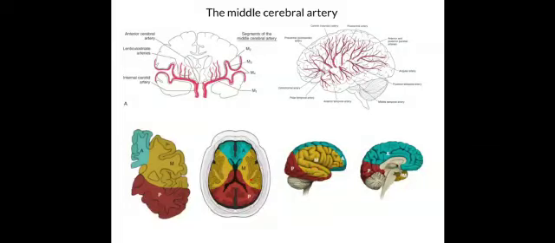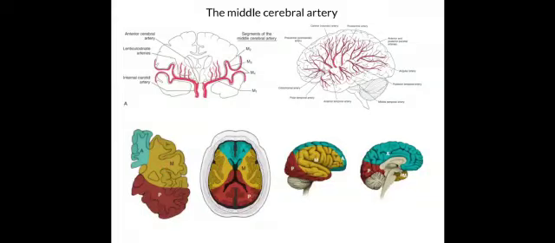Additionally, on this transverse section, you can also see that the middle cerebral arteries supply some of the deeper structures as well. So as they are passing laterally on their way to the Sylvian fissure, they're sending a number of branches into the deep structures of the hemisphere. And we can see that on this transverse section and also this coronal section.